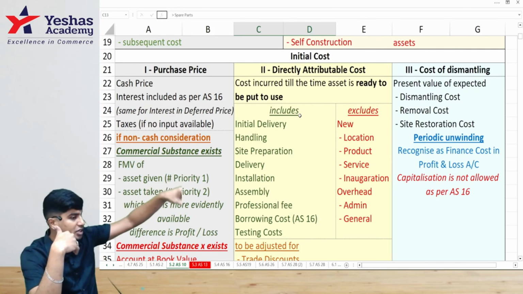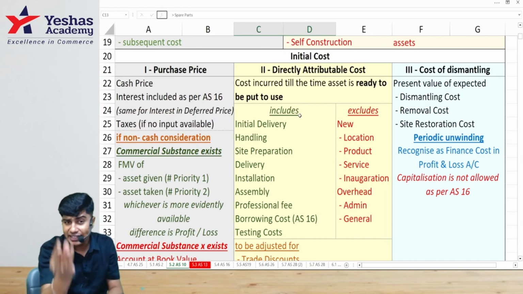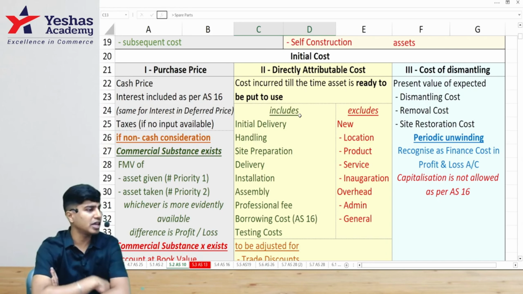How? I'll anticipate what it is that I have to pay after 5, 6 years, discount it using the present value factor and identify the present value of the future cash outflow. And that has to be added to the cost of the asset.